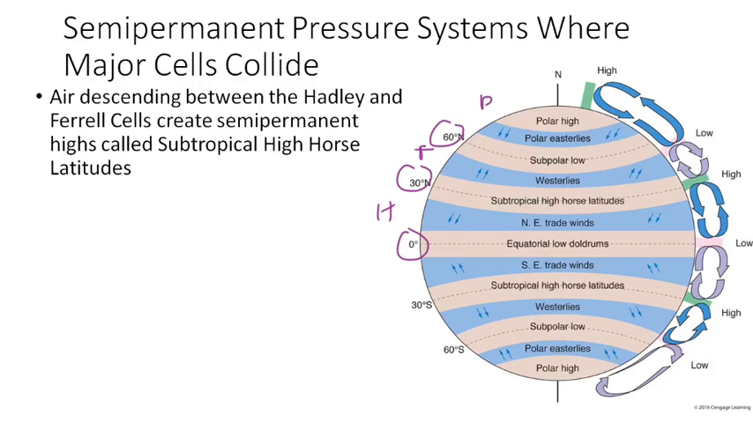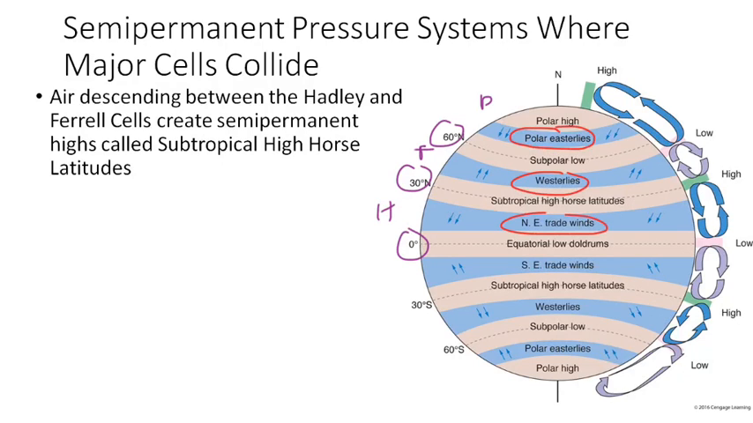So for instance, here in red, I'm going to say here in the Hadley we have the northeast trade winds. Here in the Ferrel we have the westerlies, actually mid-latitude westerlies or westerlies. Here in the polar cell we have the polar easterlies. We also then have these created regions of semi-permanent high and low pressures.